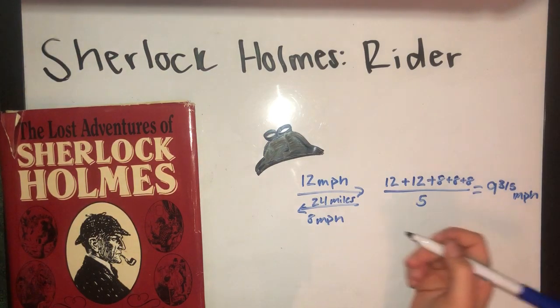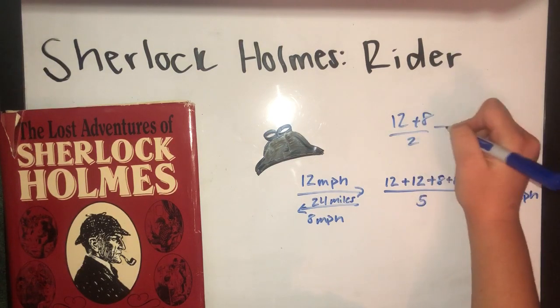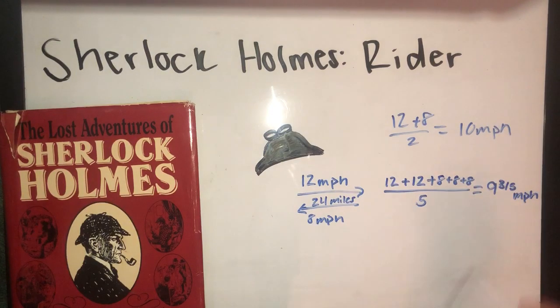Because the first time we did it, we did 12 plus 8 divided by 2 equals 10. We think this works, but it doesn't, because this is wrong, and this is actually the correct answer as proven when we double the distance.